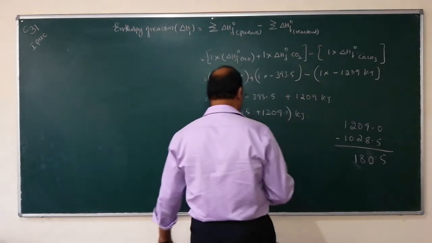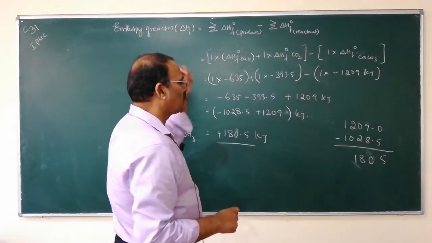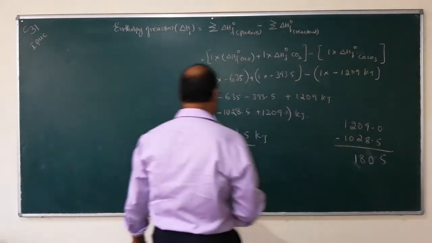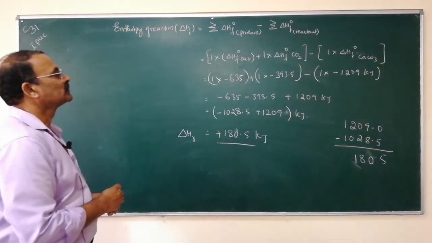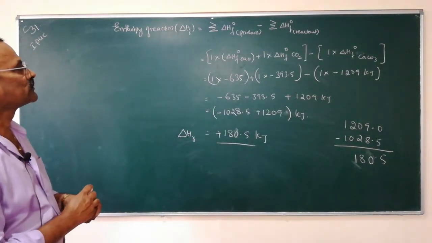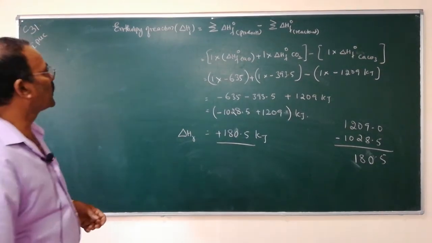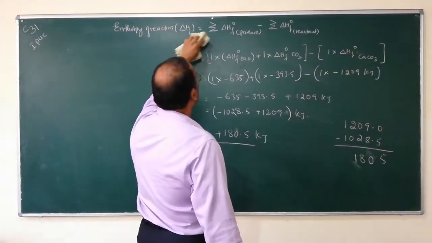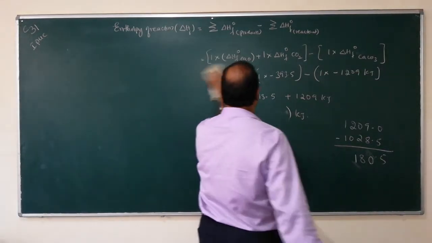So this is 180.5 kilojoules. So this is how you can calculate the enthalpy of reaction using enthalpy of formation values.